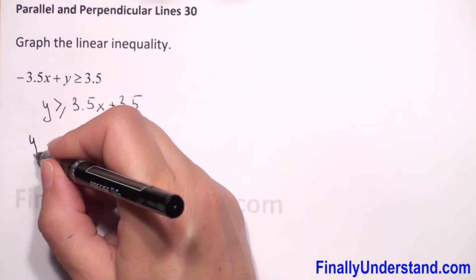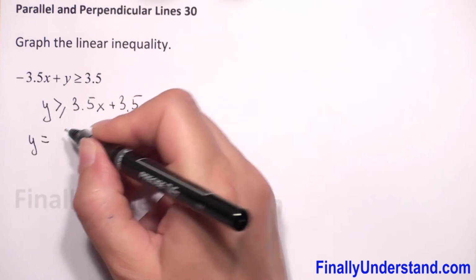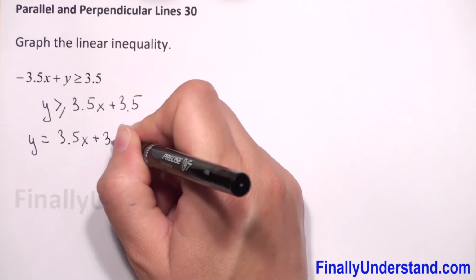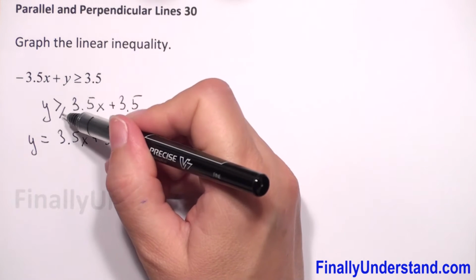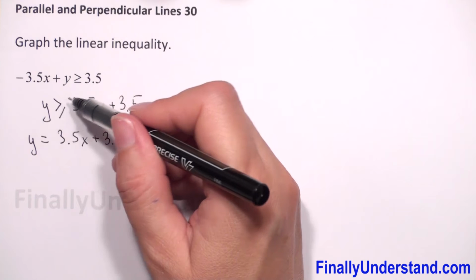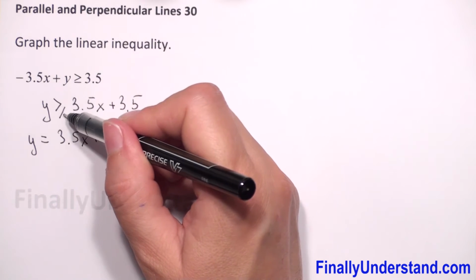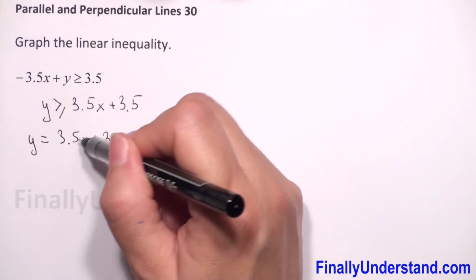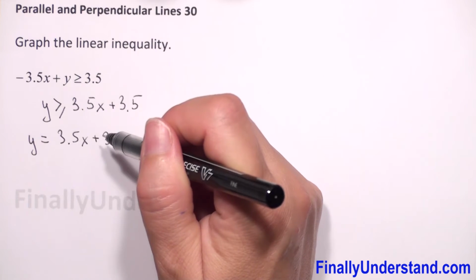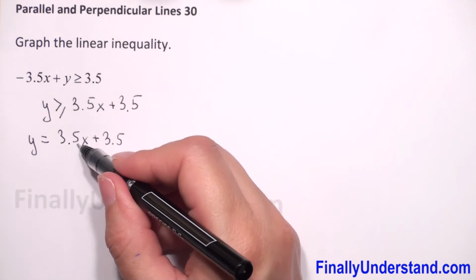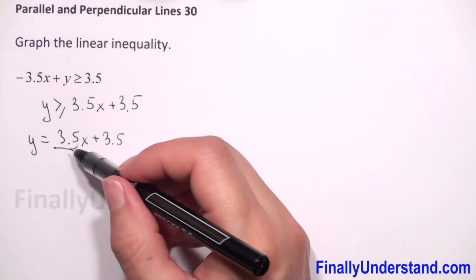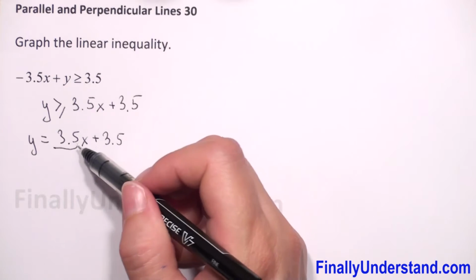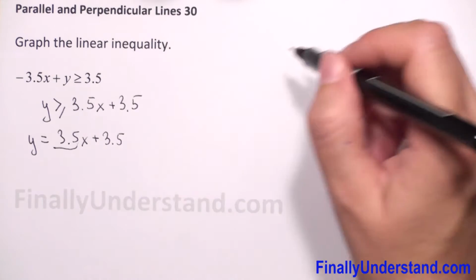First, we have to draw the boundary line. Boundary line will be y is equal 3.5x plus 3.5. Because we have here inequality greater than or equals, it means that this line belongs to our solution. Next, we have positive coefficient before x, so a slope is positive. It means our graph of our function is going up.